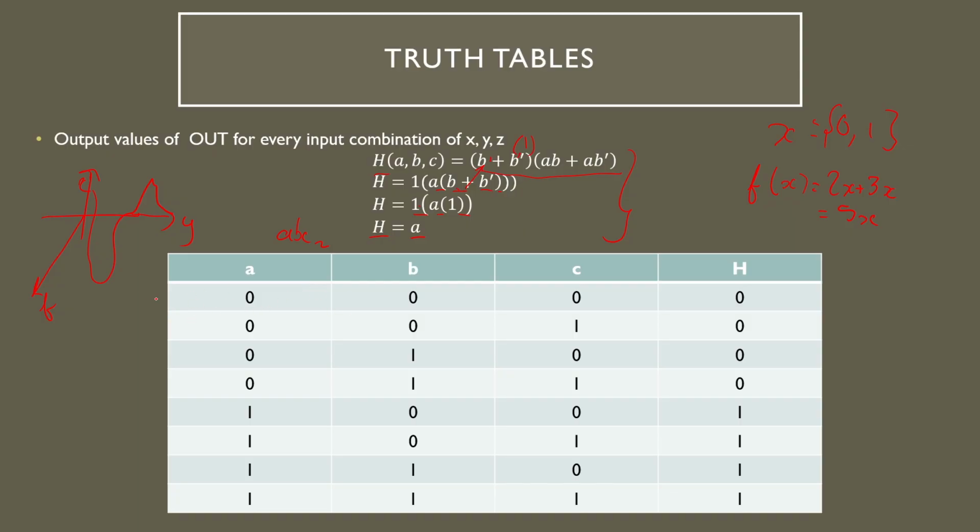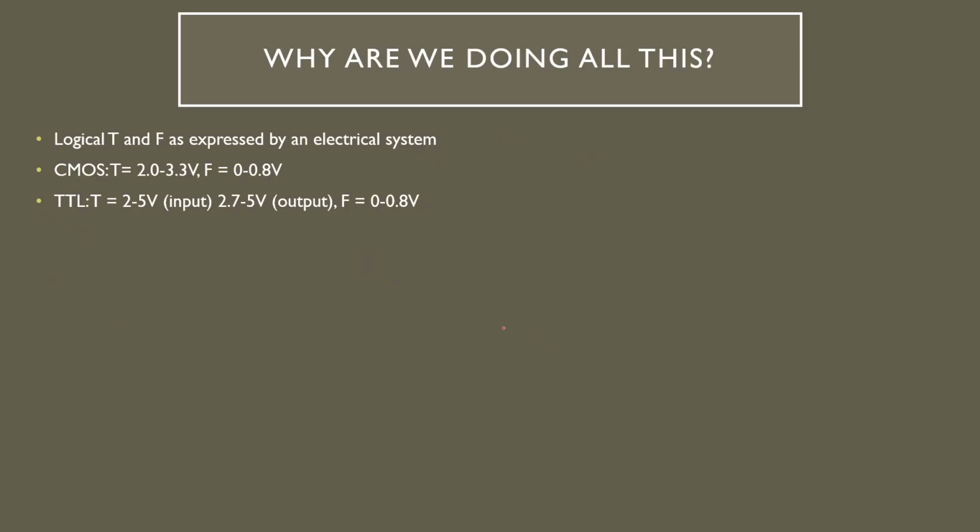If you look at decimal equivalents, this will be 0, 0, 0, which is 0 in base 10. This is 0, 0, 1, which is 1 decimal. This is 0, 1, 0, which is 2 decimal, then 3, 4, 5, 6, 7. If you count up in binary, you will cover every possible combination of a, b, and c. And then we write down the values of h for all these. How do you find the values of h? Look at the expression. h is equal to a. So h will be the value of a for every combination of a, b, and c. So h is just a.